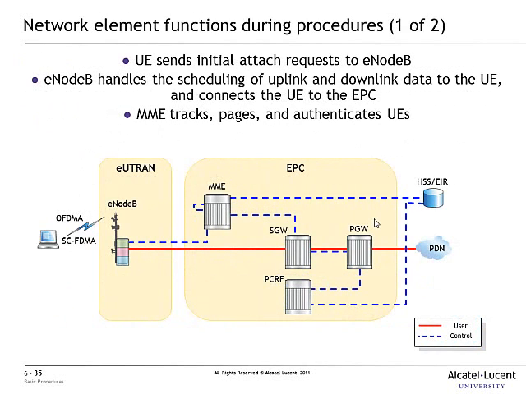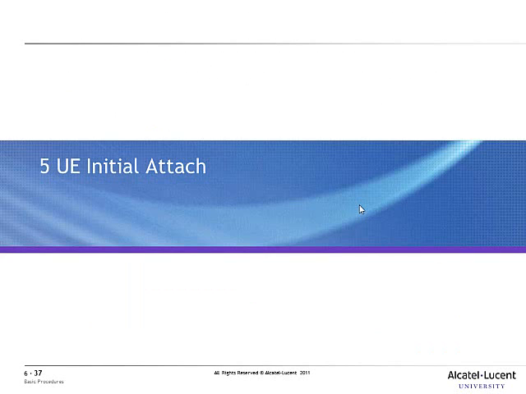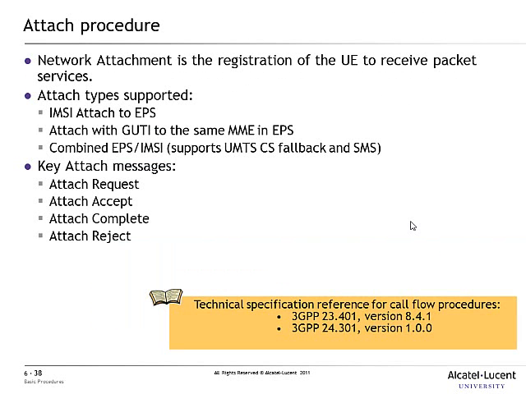Okay, we move on. What's in the next two slides is something that we've covered before in the last couple of lectures, and I'm moving on to UE initial attach. So what happens here? Network attachment is essentially a procedure by which a UE registers with a network so it's able to get packet switch services.